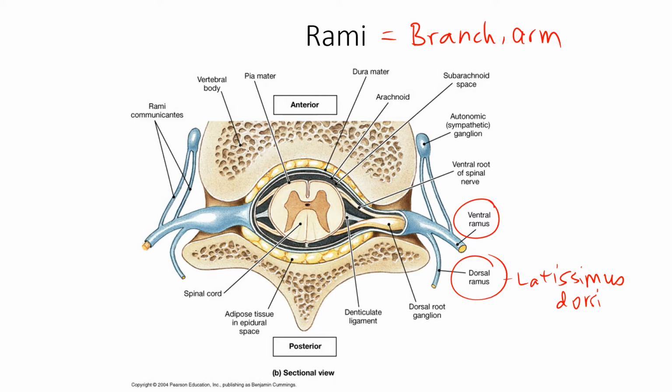And of course, the ventral ramus travels to the front, so can you think of a muscle on the anterior trunk that might be served by a ventral ramus? Well, that could be pectoralis major, could be rectus abdominis, so we could pick one of those as an example that would be served by a ventral ramus.